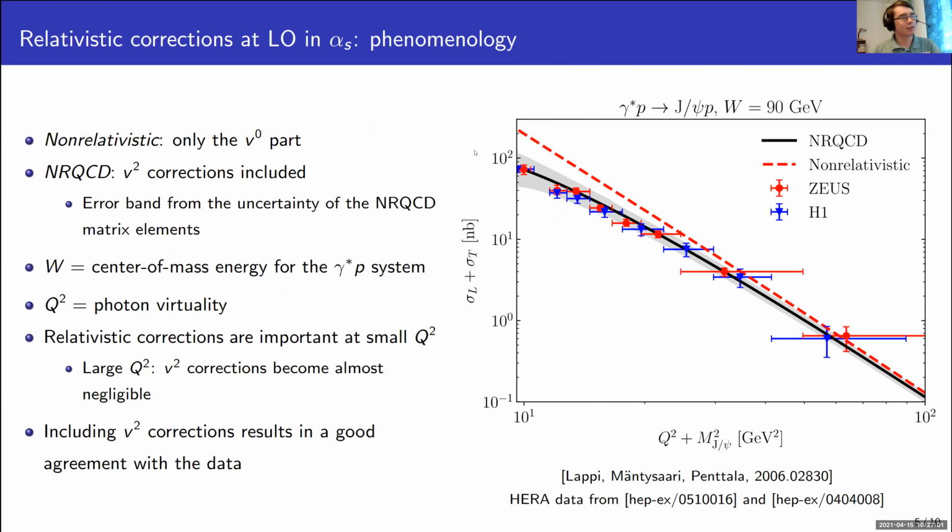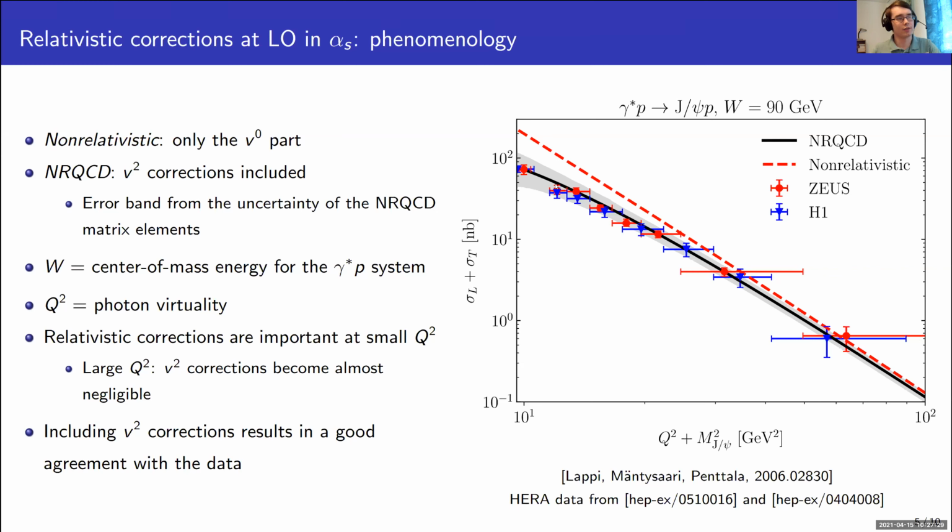So let's consider what kind of results we get using the fully non-relativistic wave function and the relativistic one with the v squared corrections. So here we are plotting the total cross-section in leading order in alpha_s. The red dashed line here is the cross-section using a fully non-relativistic wave function. And the black solid line here, the NRQCD one, has these relativistic corrections of order v squared. And these gray error bands come from the uncertainties of the NRQCD matrix elements.